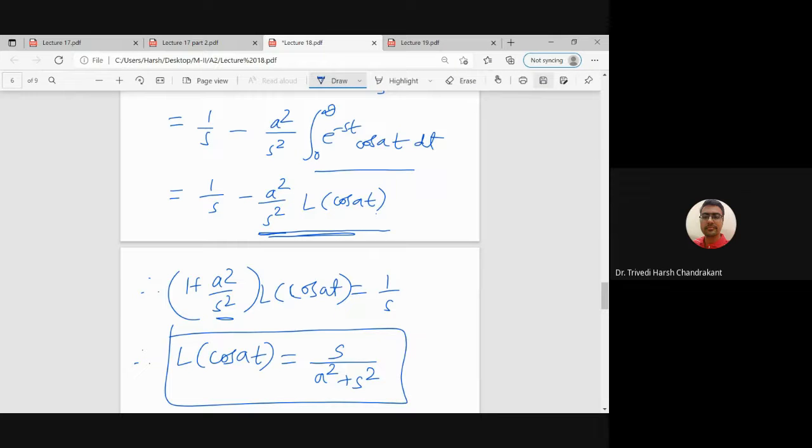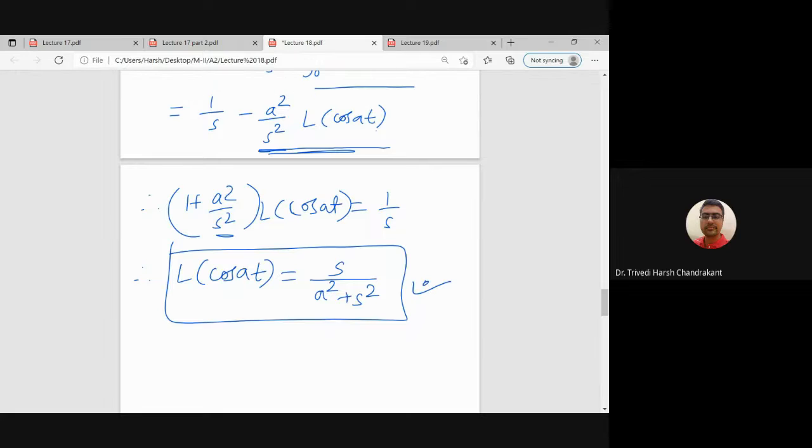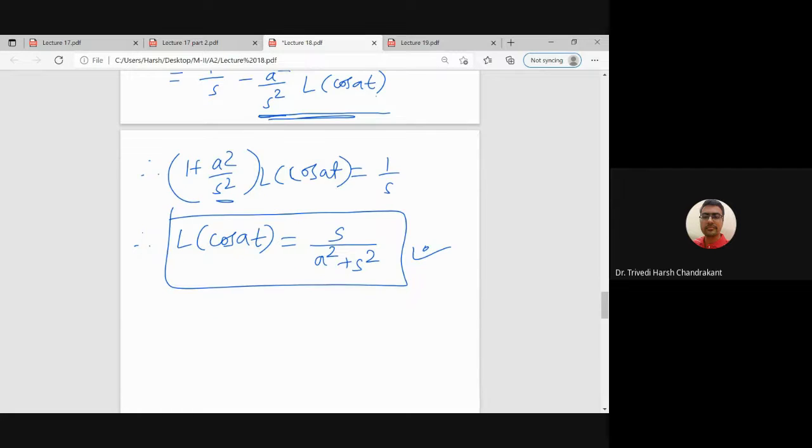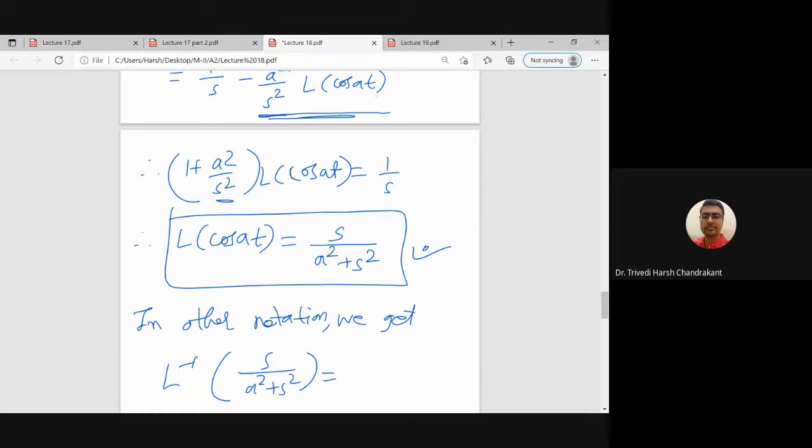So using integration by parts 2 times, we got the Laplace transform of cosine at in terms of the Laplace transform of cosine at, and then we combined the terms to express it in terms of the Laplace transform of cosine at, and that way we derived the Laplace transform, right? So in the inverse notation, again, we get L inverse of s divided by s square plus a square is cosine at.